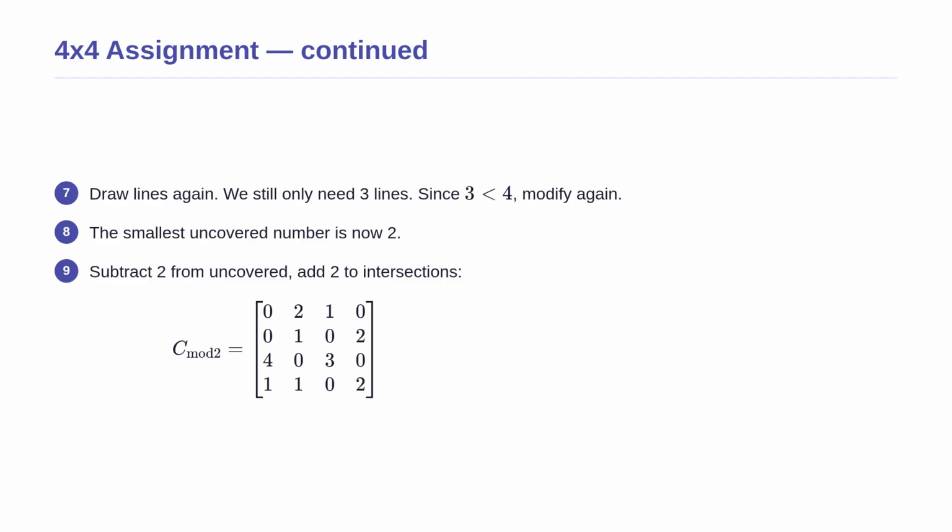We have created new zeros, so we try to draw lines again. Once again, we find that all zeros can be covered using only 3 lines. Because 3 is still less than 4, we are still not done. We must repeat the modification step one more time. We look at the uncovered numbers in our current matrix and find the smallest is 2. We subtract 2 from all uncovered numbers and add 2 to the intersections where our lines crossed. This shifts the values around again, hopefully creating a pattern of zeros that will allow a full assignment.